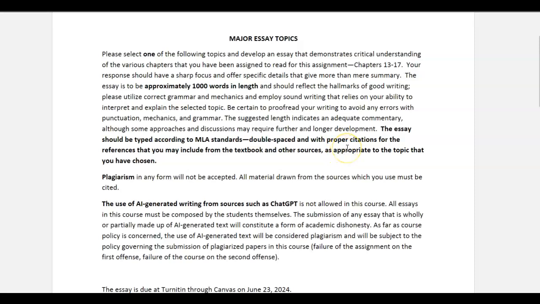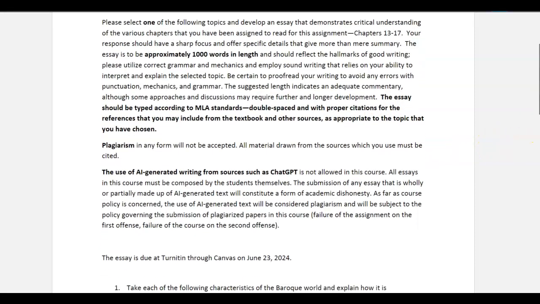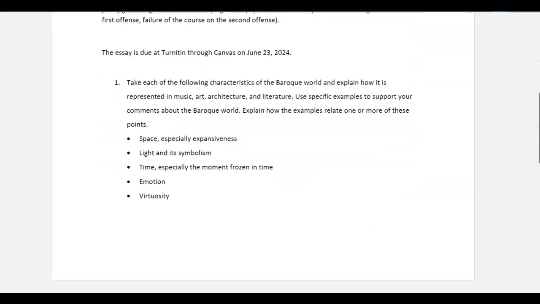Have proper citation for all the references to material taken from the textbook and elsewhere. You must have a works cited page. Again, you'll see about plagiarism on ChatGPT. So here we go. The topics.